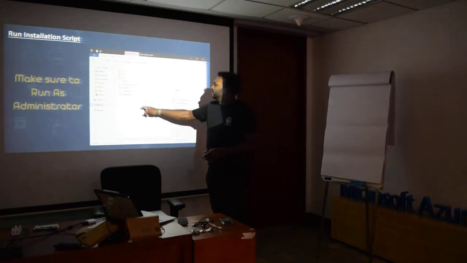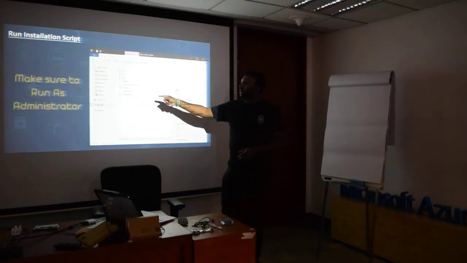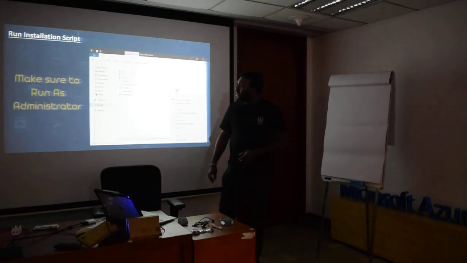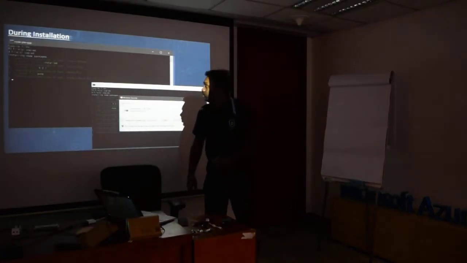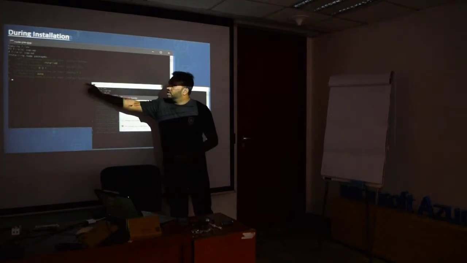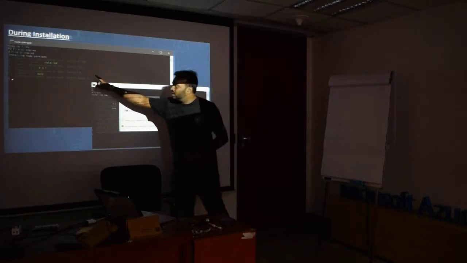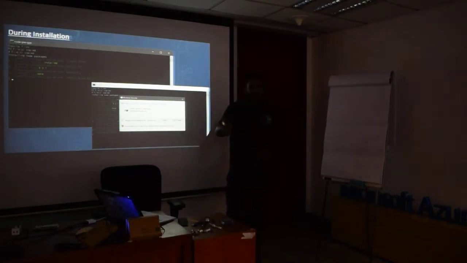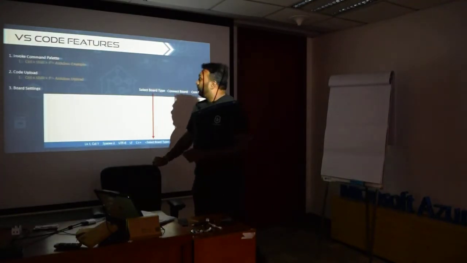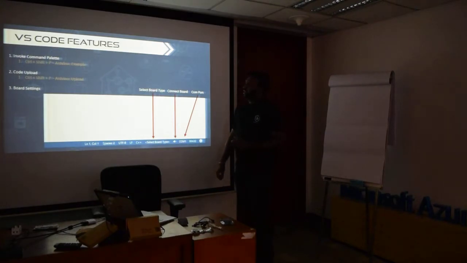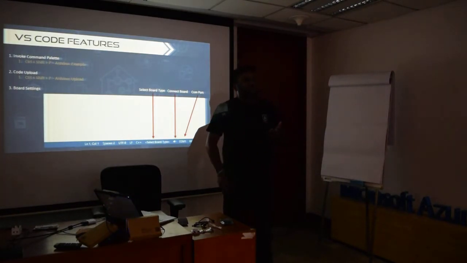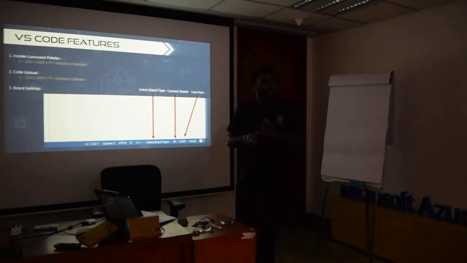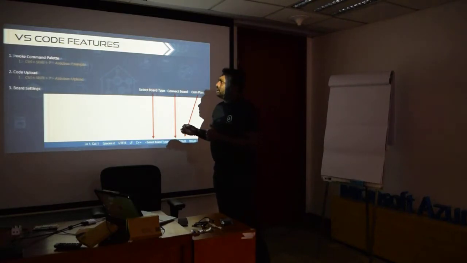For this install CMD, you have to run the program as administrator. Once you run it, you will get a console like this, and once this is done, it will ask for a confirmation to install the drivers for your developer kit. Then in VS Code, when you're coding, you can use either the Arduino chip or this DevKit chip. So it has features.